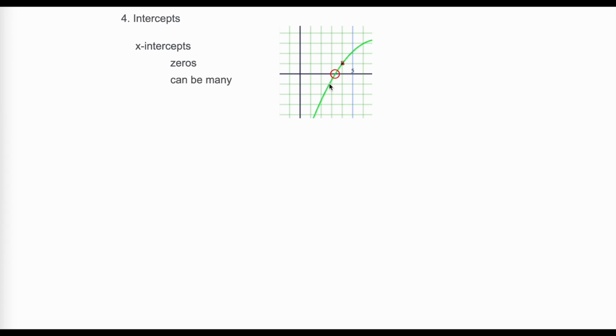There can be many. Here we just have one. We're going to look at some examples where there are many zeros. You could have 1, or you could have no zeros. It's where it crosses the x-axis, or when the y value is 0. You can find it algebraically by setting the y equal to 0.